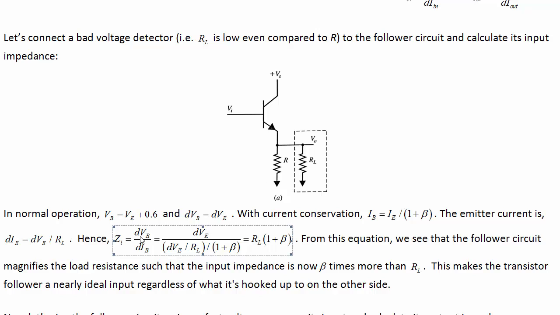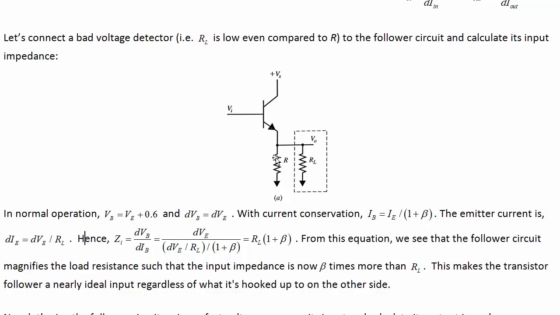So we know the base voltage is equal to the emitter voltage plus 0.6 because of that forward bias diode, and so any change in the base voltage is equal to the change in the emitter voltage. That's just representing the fact that the output is following the input. So what else do we have? We have that the base current is the emitter current divided by 1 plus beta.